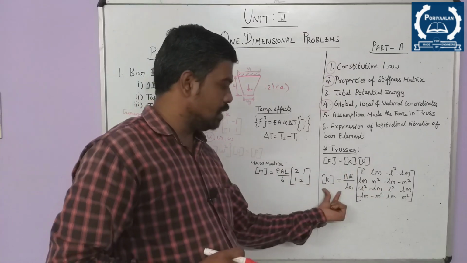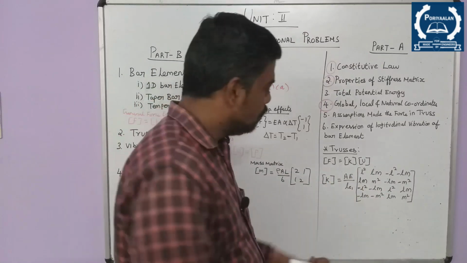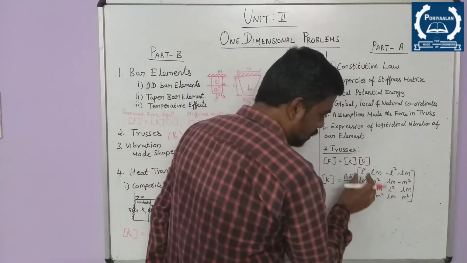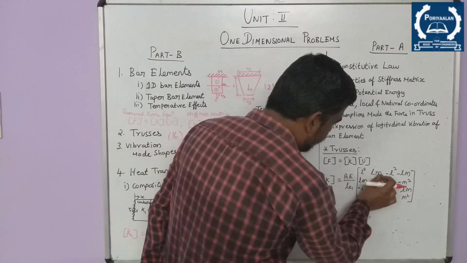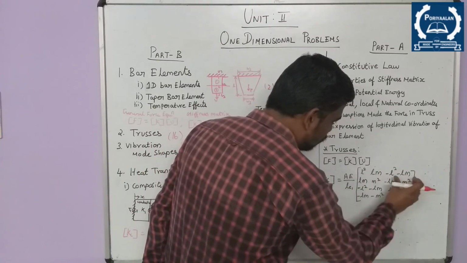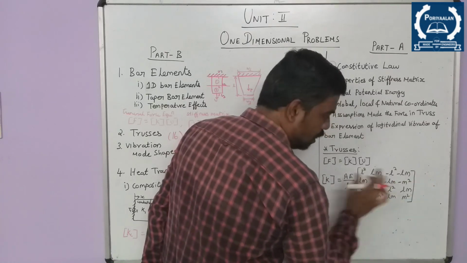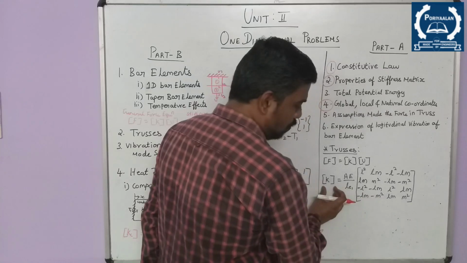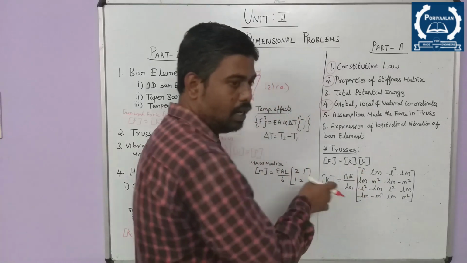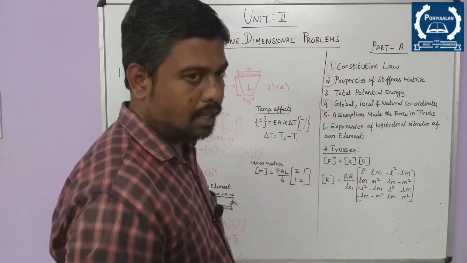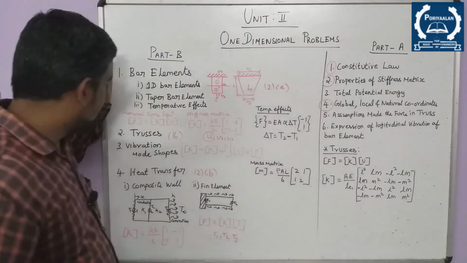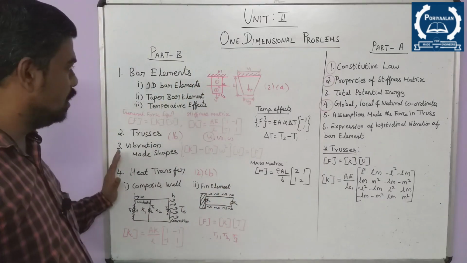The stiffness matrix K value is AE divided by L. Then the formula is not difficult, it is very simple: L square, LM, M square, and we just have to put minus for all the other terms. The same thing applies here also. Just find the value of K, substitute here, and find the displacement in the truss elements. So you have to concentrate on bar element, trusses and heat transfer.